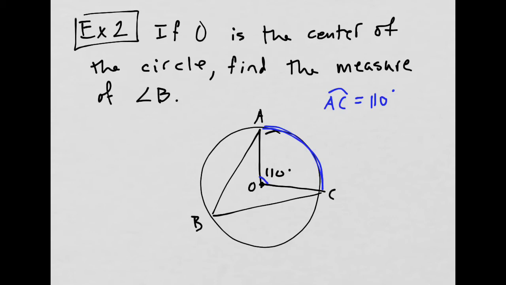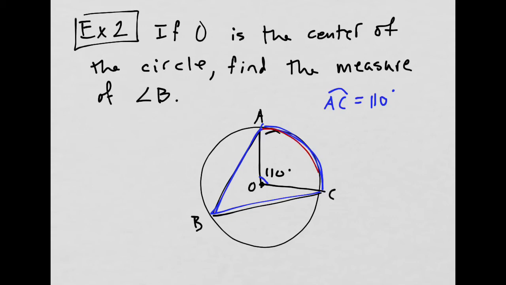If you make an inscribed angle in a circle, like this is an inscribed angle, which means it fits exactly in the circle. It's on the edge of the circle and goes out and touches the other edges of the circle. If you make an inscribed angle in a circle, then it's exactly half of the measure of the intercepting arc.